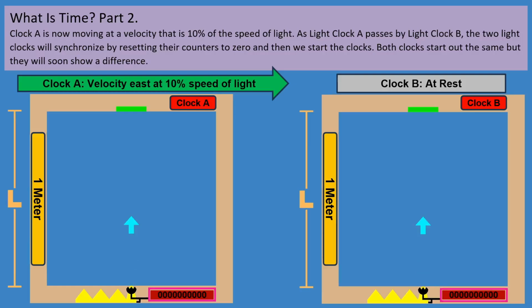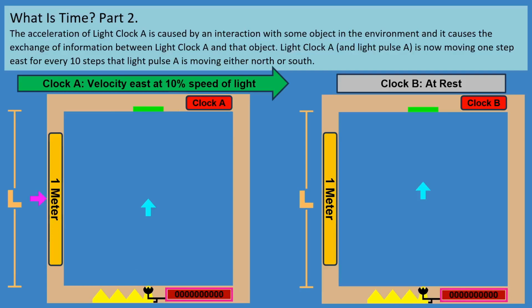The light pulse is now moving in the north direction until we get to the first difference. The acceleration of light clock A is caused by an interaction with some object in the environment, and it causes the exchange of information between light clock A and that object.